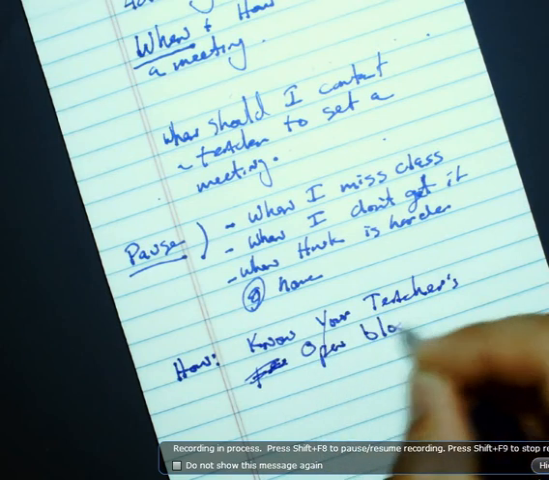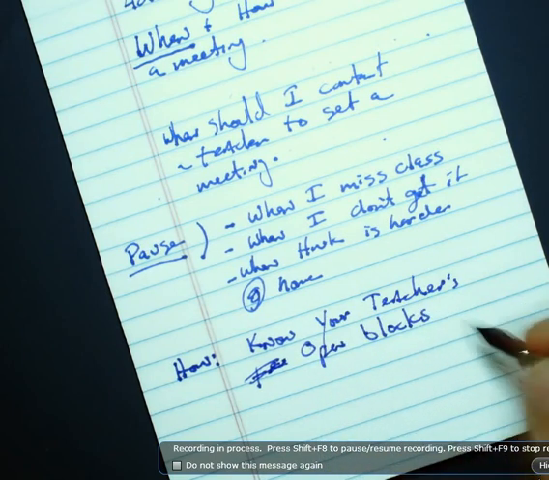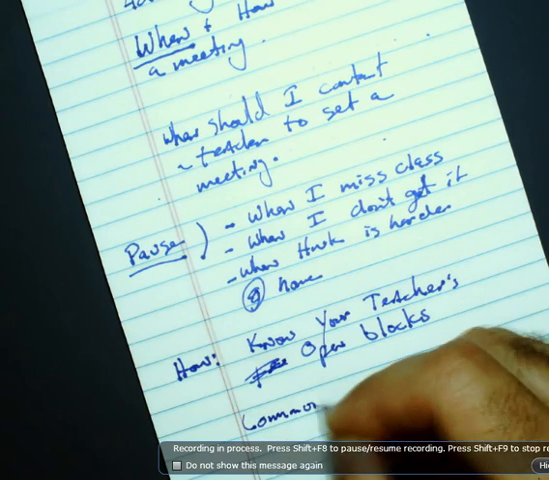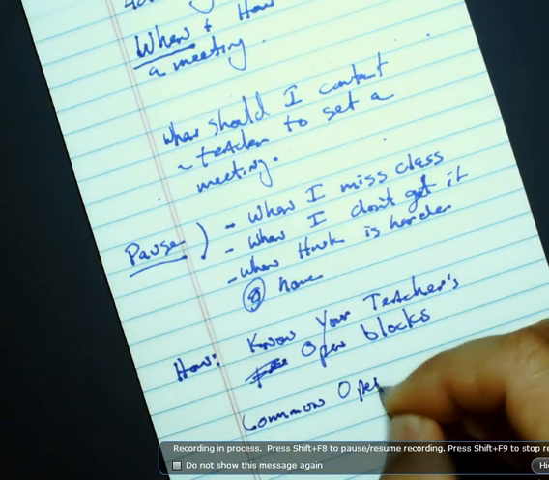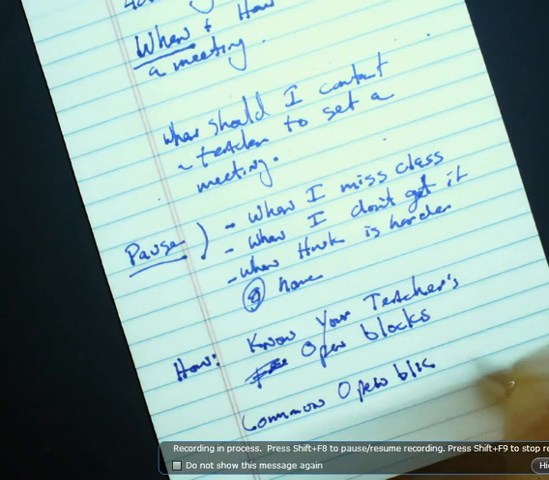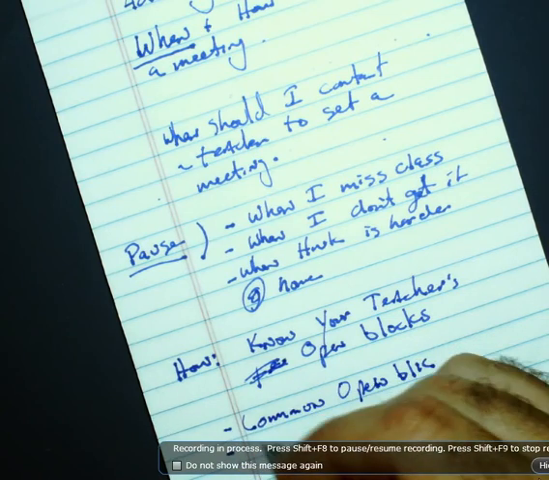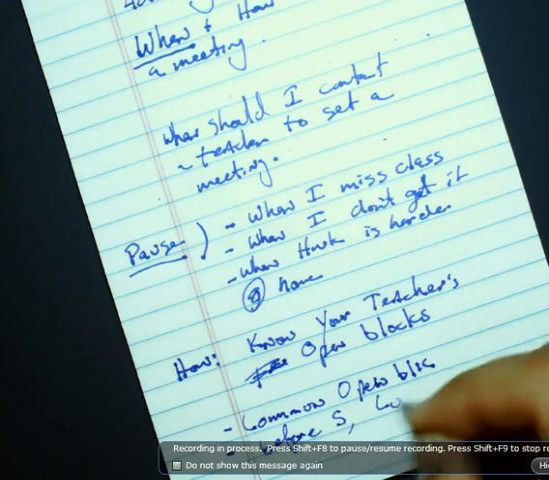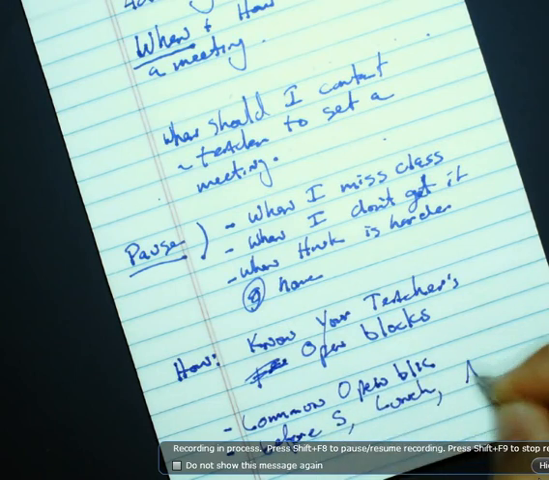Know your teacher's open blocks. These are on the syllabus. A lot of the teachers have schedules posted also. Knowing your teacher's open blocks allows you to see if you have a common open block. What you want to do is shoot for a common open block. And if you don't have one of those, before school, lunch, possibly after school.